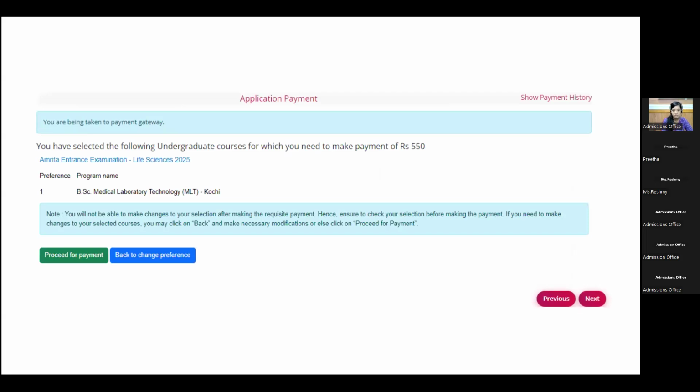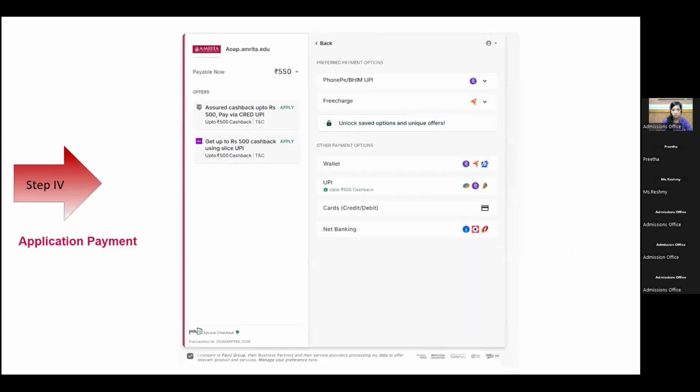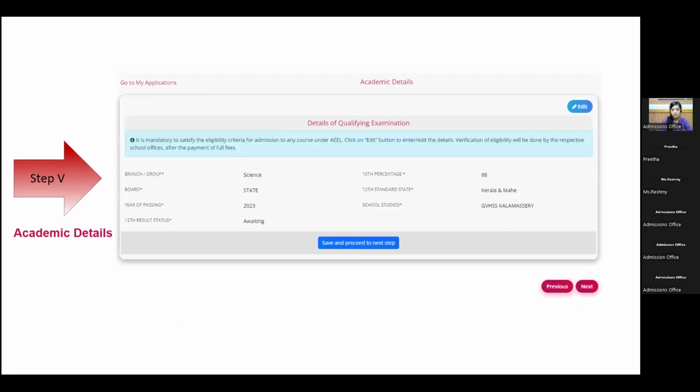Next is the payment option. Here we've given all modes of payment. You can make the registration fee payment of rupees 550 either through card, UPI or net banking. Once you've done the payment, you can move to the next step, that is entering the academic details. In this, details regarding your class 10th and class 12th are asked.